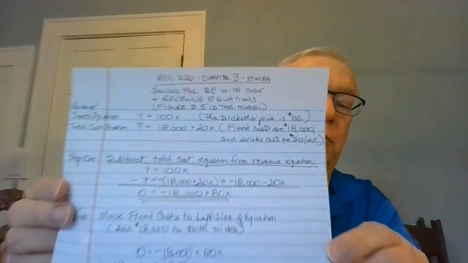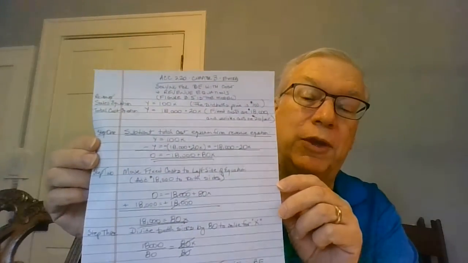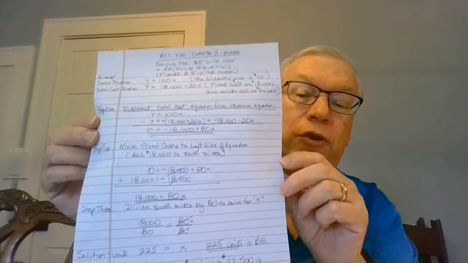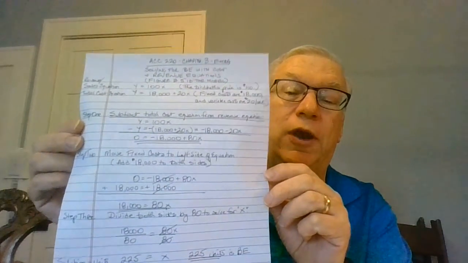This is Professor Marsh, and I have an extra lecture for you, as well as a solution that I will be posting. If you want to take a screenshot of it, it is the extra lecture that we did that goes with figure 3.5 in chapter 3. It's called Solving for Break-Even with Cost and Revenue Equations.